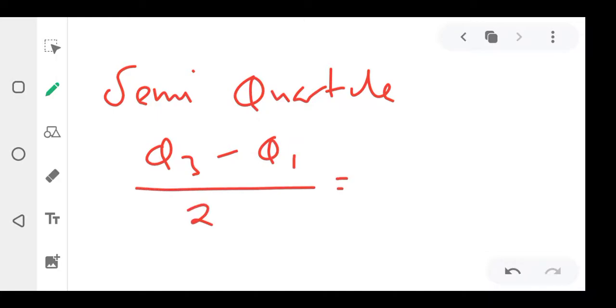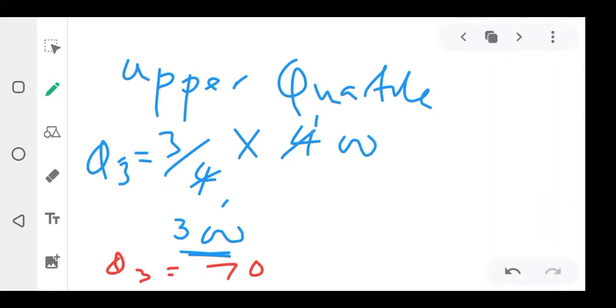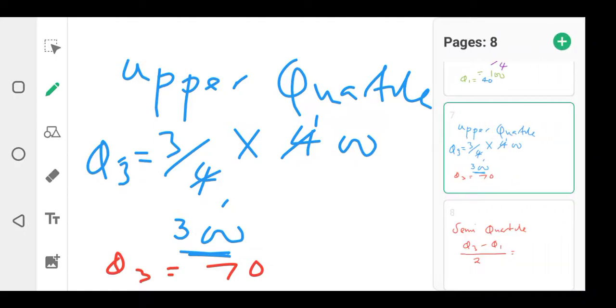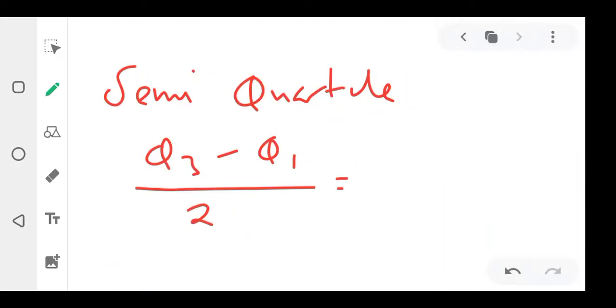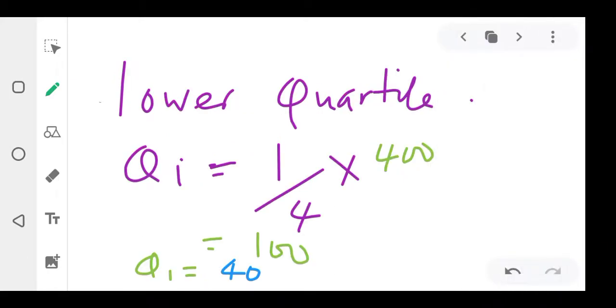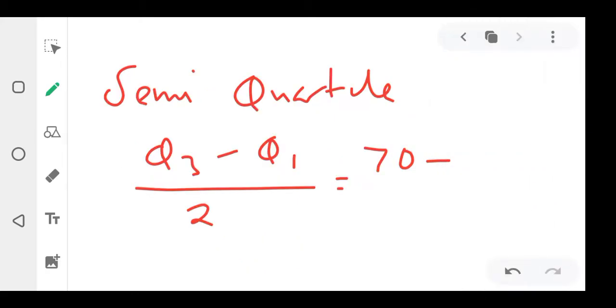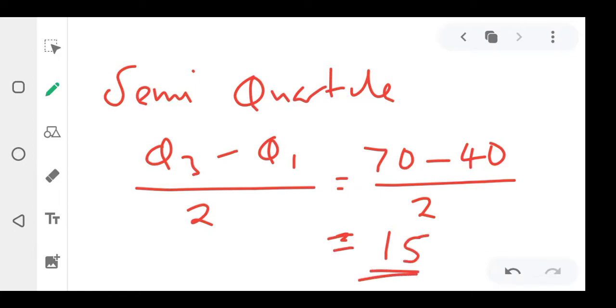What is my Q3? The bigger one is 70, as you can see there. So 70 is my Q3. Minus, what is my Q1? My Q1 is 40. Then I divide by 2. So this minus that is 30. 30 divided by 2 is 15. So this is the way you find the semi quartile.